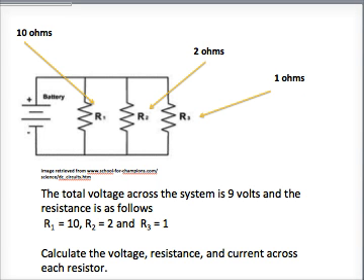In the parallel circuit above, the total voltage across the system is 9 volts. The resistance across resistor 1 is 10, resistor 2 is 2, and resistor 3 is 1. Use the information to find the voltage, resistance, and current across each resistor.